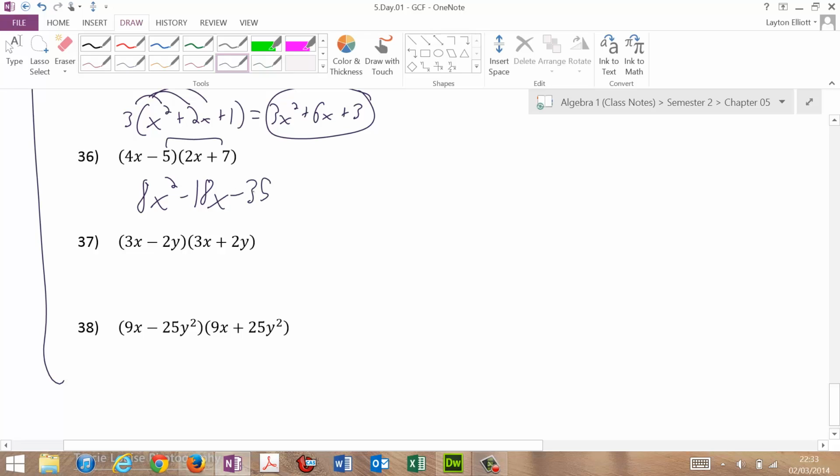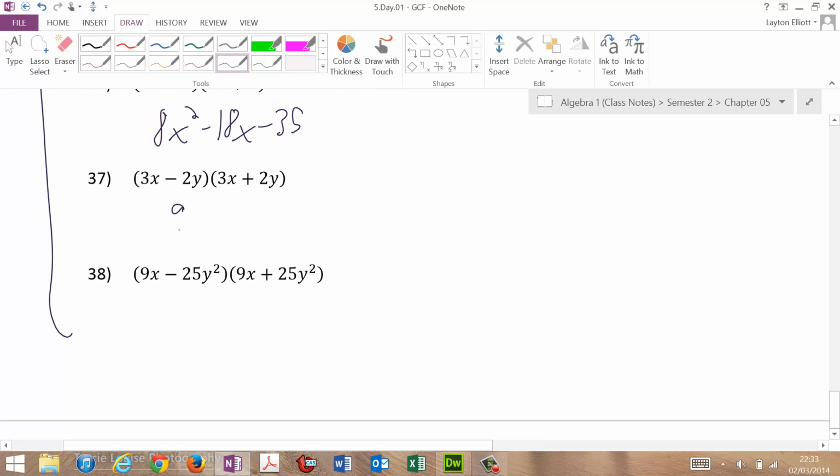One step. Number 37, first is going to be 9x squared. Outer is positive 6 and inner is negative 6, so they cancel. And then the last is minus 4y squared. This factoring pattern is called a difference of two squares, or sometimes a difference of two perfect squares, since they do have to be perfect squares.